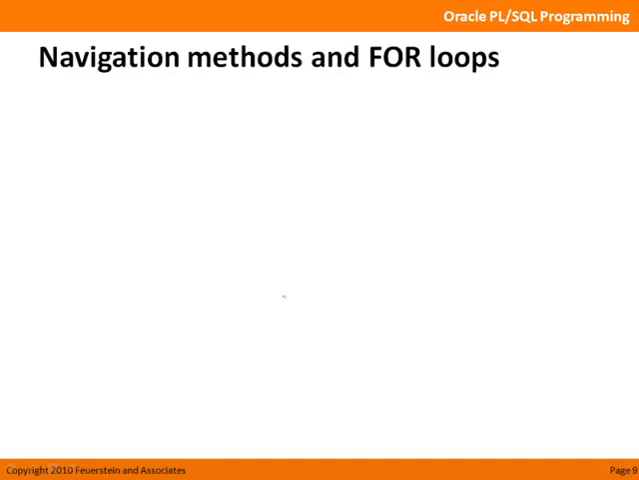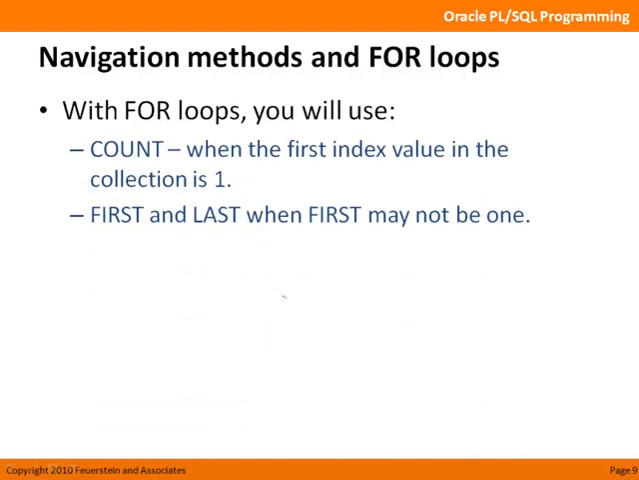So let's take a look at navigation methods and the for loops, and then we'll take a look at the while and simple loops. So with for loops, it's pretty simple. You're going to use the count method. When the first index value in the collection is 1, you use first and last when the first index value might not be 1. So let's take a look.